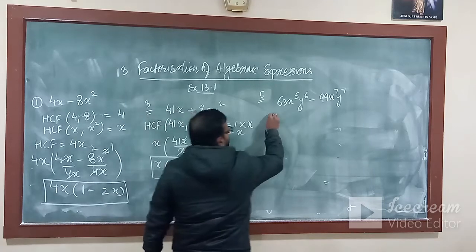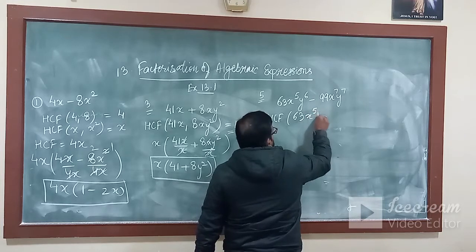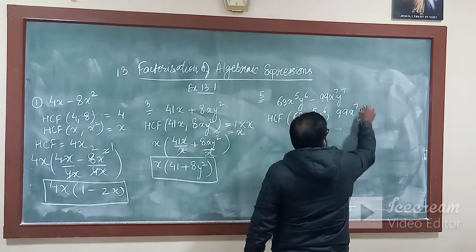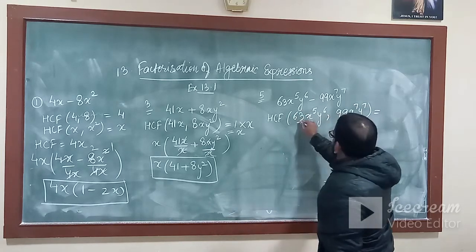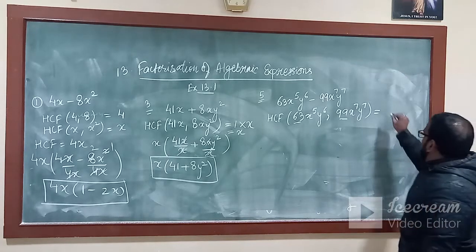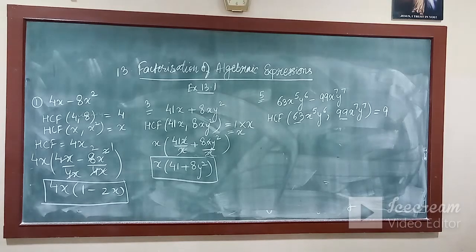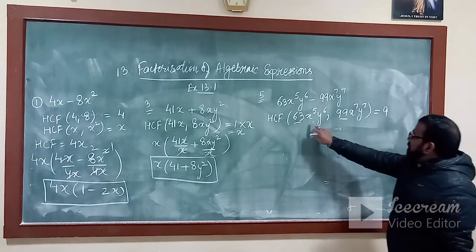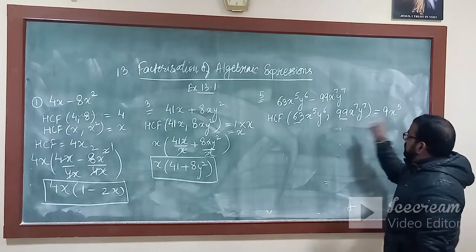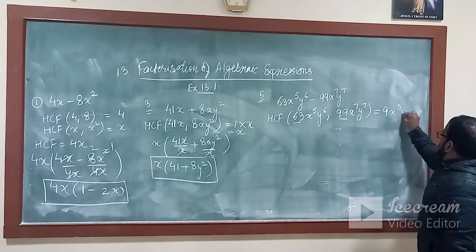So first we will calculate the HCF of 63x to the power 5 y to the power 6 and 99x to the power 7 y to the power 7. The HCF of 63 and 99, if you calculate, you will get as 9. Okay. And now x to the power 5 and x to the power 7, so the least power of x, and since x is present, we have to take x.